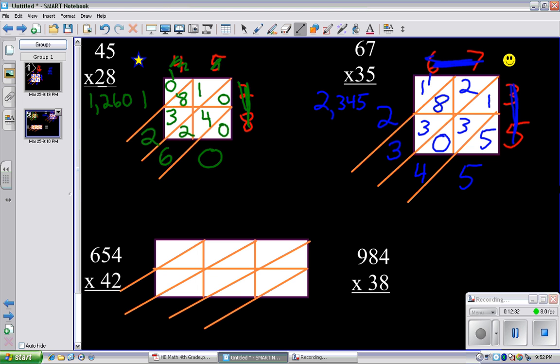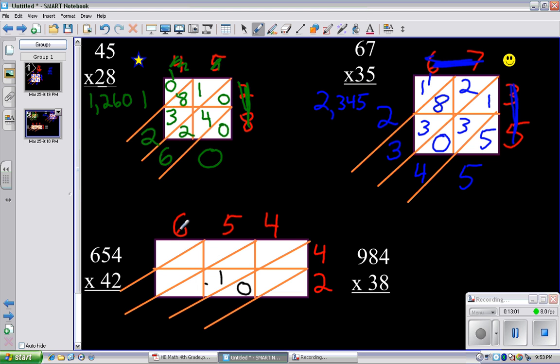I am now ready to write my numbers above and on the side of my lattice box. On the top, I'm going to write 654, and on the side, 42. Now, you could choose any of the 6 boxes to start in. I'm going to start way down here. Coming down is 5 and over is 2. 5 times 2 is 10.